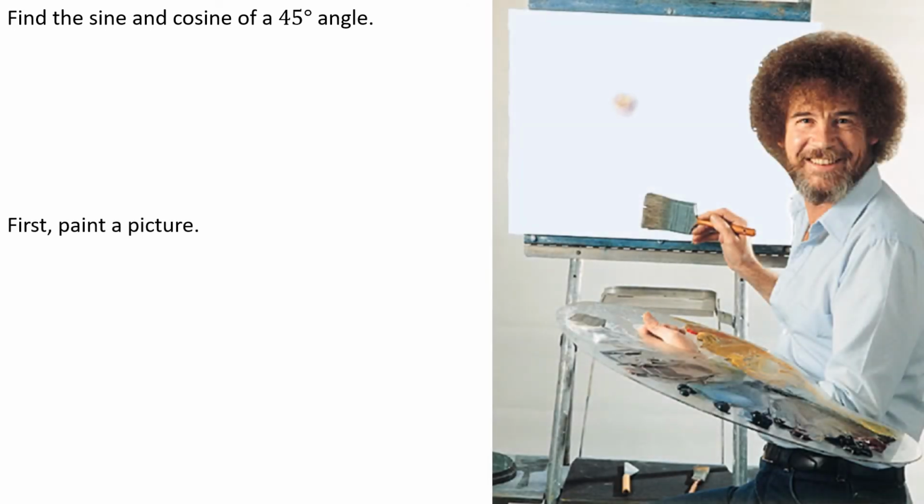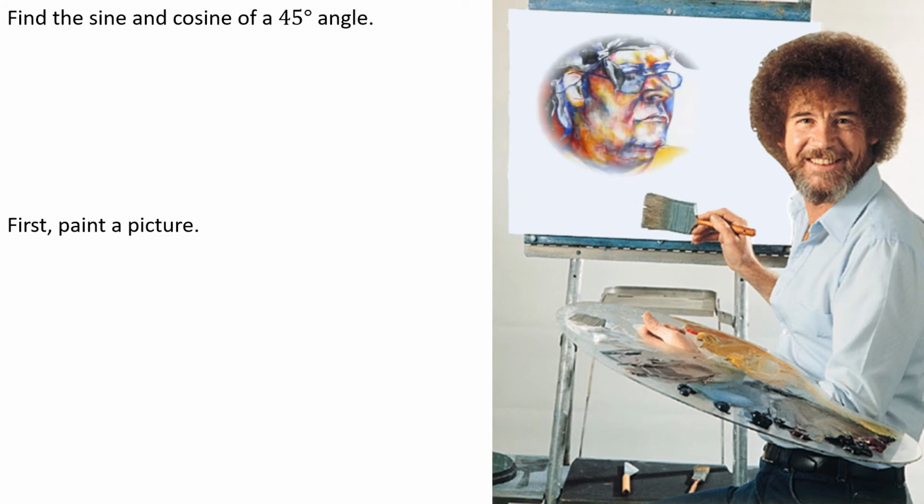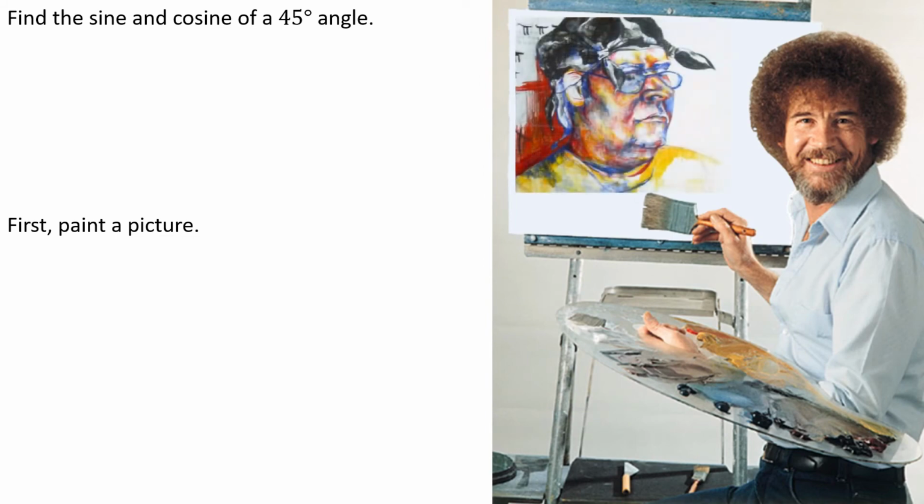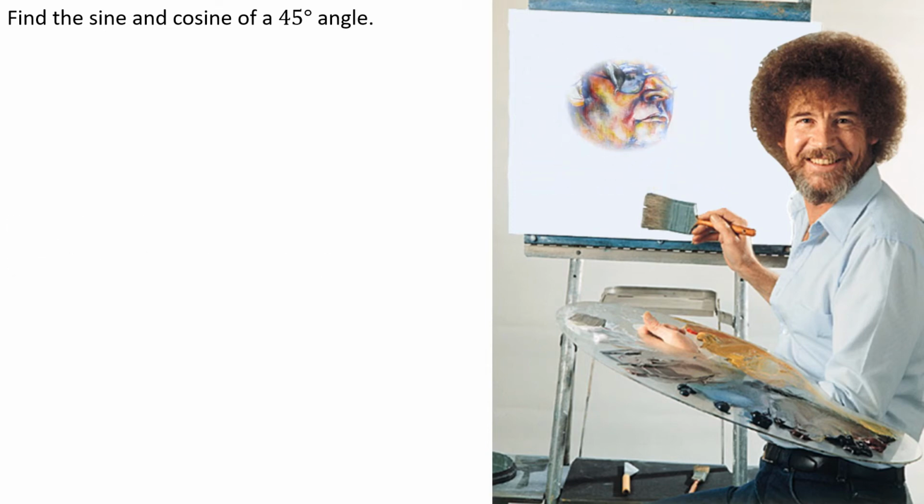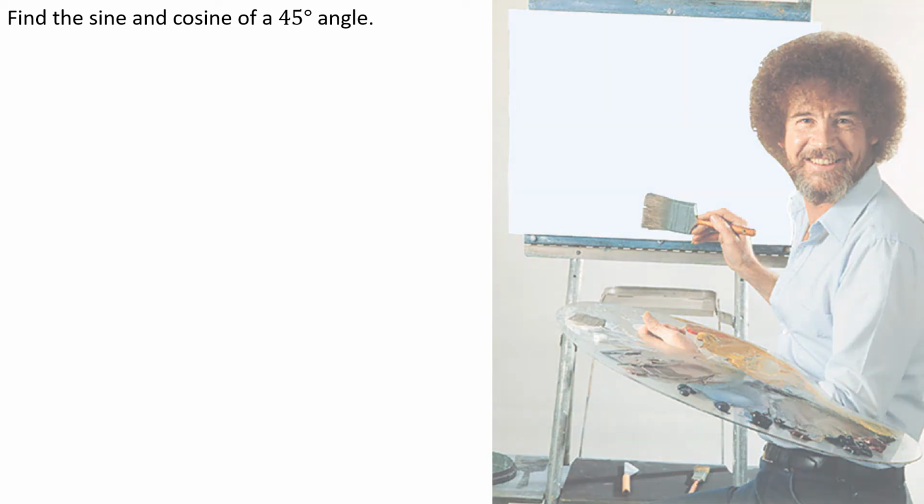Find the sine and cosine of a 45-degree angle. How am I going to do that? I don't know any of the sides. Oh, I do. I know the sides. So Bob Ross is going to paint us a... Oh, Bob Ross. No. Let's get a triangle up here.